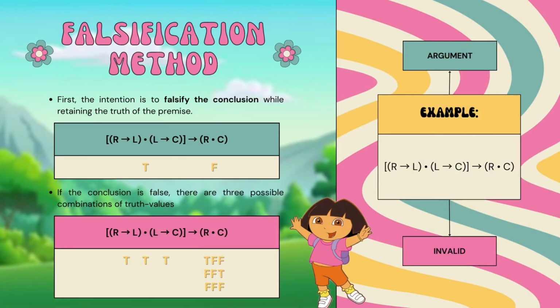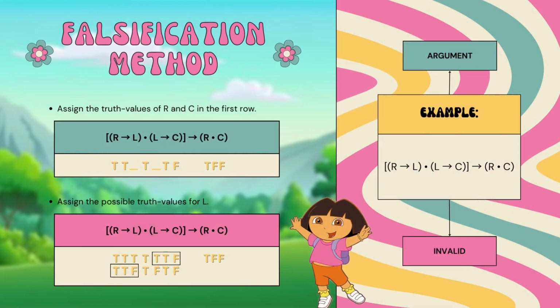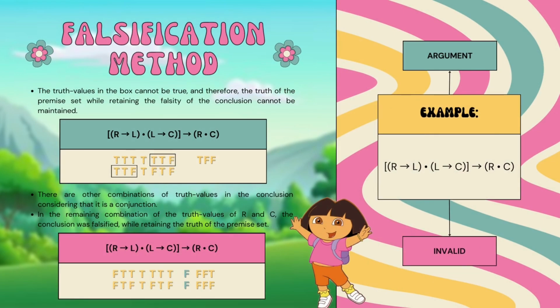If R then L and L then C, then R and C. We know that the first step is to falsify the conclusion while retaining the truth of the premise set. Notice that if the conclusion is false, there are three possible combinations of truth values. Let us now assign the truth values of R and C in the first row. The next step is to assign the possible truth values for L like this. It can be observed that the truth values in the box cannot be true, and therefore, we cannot maintain the truth of the premise set while retaining the falsity of the conclusion.